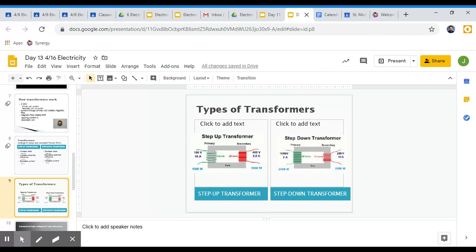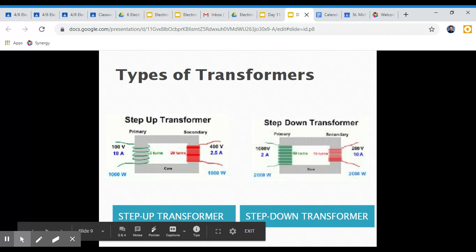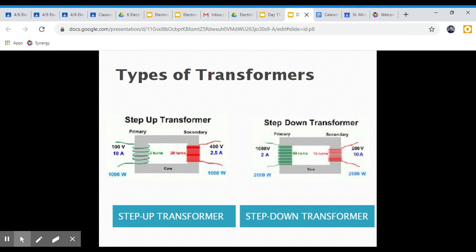Okay, so I guess these pictures are probably a little bit better than my pictures that I had there. Taking a look at these pictures, you can see how over here on the left side for the step-up transformer, you have fewer coils going into more coils, or they're calling them turns in this case. But the power is staying the exact same here, as you can see, because if we take 10 times 100, we get 1,000 watts. 400 times 2.5, we get 1,000 watts as well.